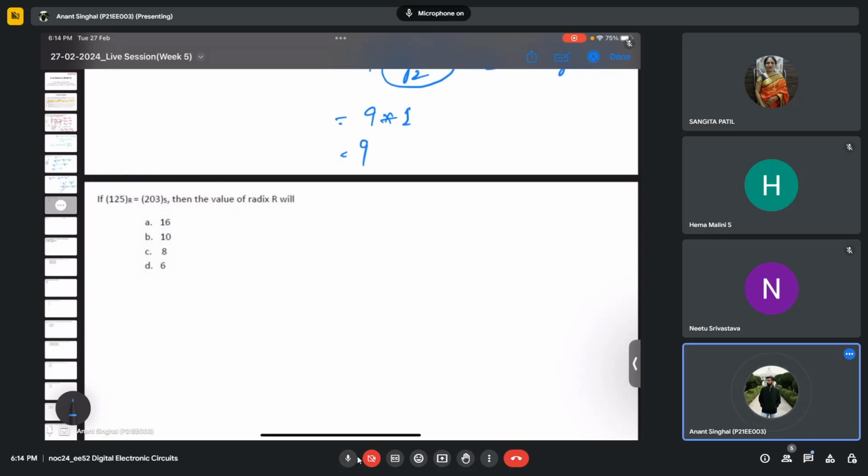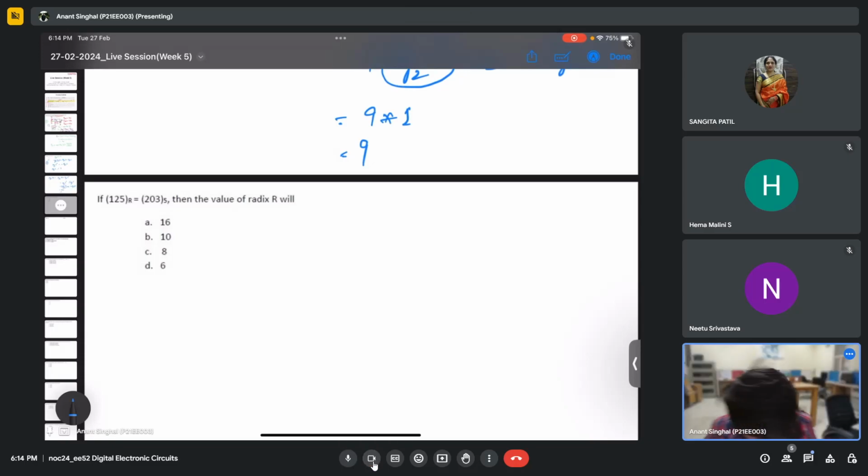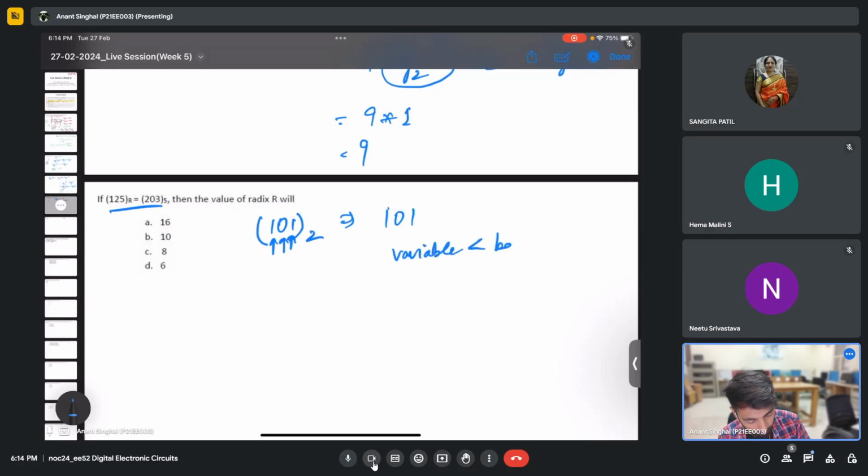Okay, so I've got one answer, that is 6. So let's try the same. We already know that for any number, even if we are doing the binary part, let's say 101 to the base 2, one of the major properties is that the variable inside, these quantities, should always be less than the base. So even if we have a base 2, we cannot even have a 2 inside.